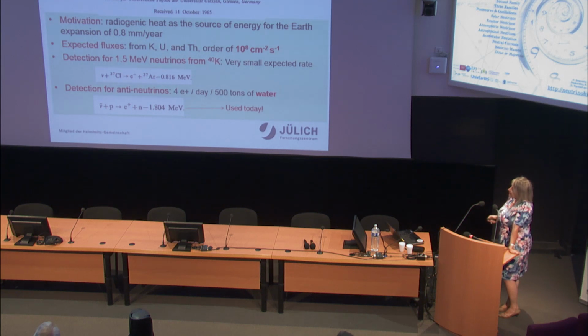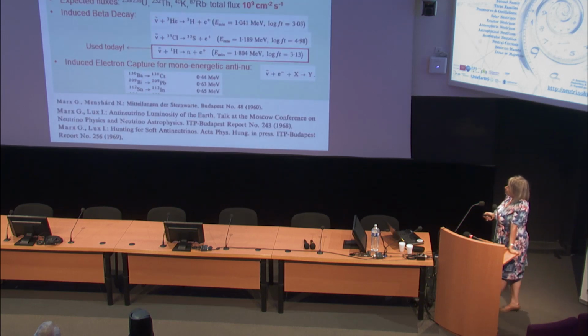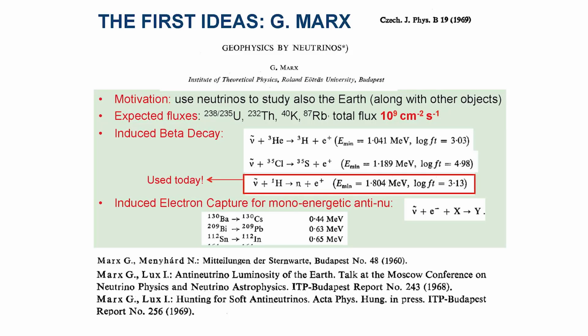He realized that detecting neutrinos emitted from potassium is almost hopeless. But he pointed out that detecting antineutrinos with the IBD interaction with a water target could be possible. However, he did not discuss the detection much. It was done in much more detail by Marx in 1969.